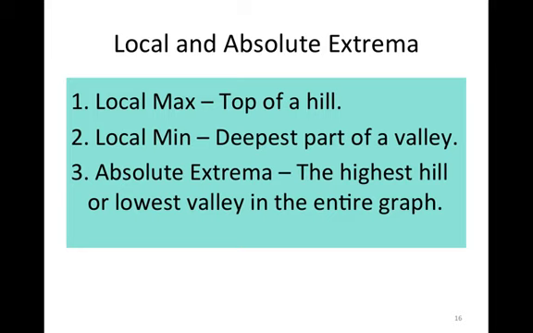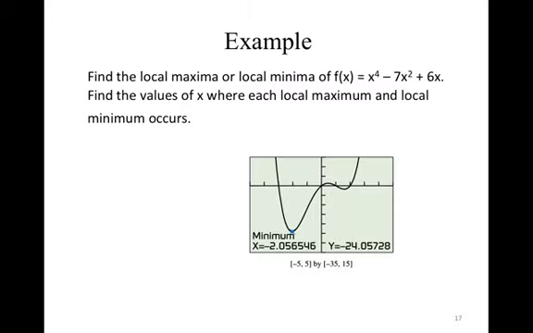Local and absolute extrema. A max is just the top of a hill. A min is the valley. Those are just local things. So there could be lots of those, but the absolute extrema, the absolute max, the absolute min, that's the highest of the highs or the lowest of the lows.